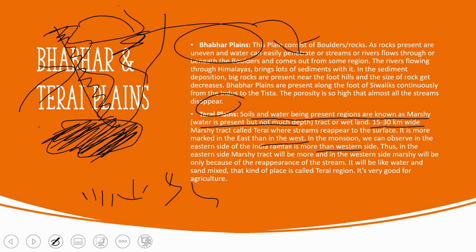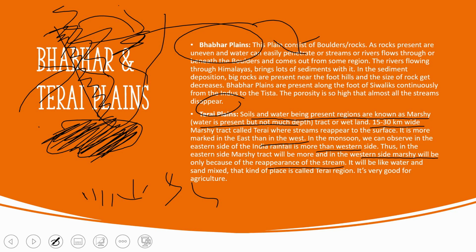These are the desert, dry areas, and Rajasthan, the western areas, are completely desert. So in the eastern side marshy tract will be more, and in the western side marshy areas will be only because of the reappearance of the stream. Okay, so if you are seeing marshy areas in the western side, it is only because of the reappearance of the stream, not because of the rains and all.